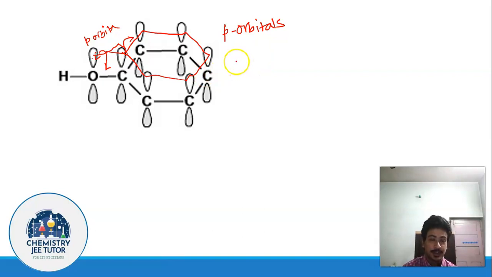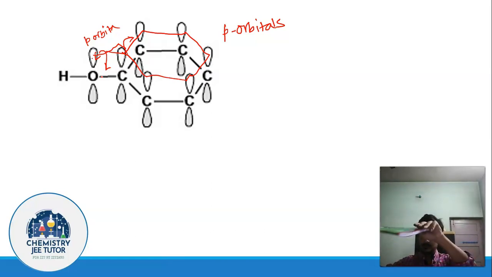Now if you consider this benzene ring and this OH to be in the plane of this notebook, you can understand that the p orbitals are actually perpendicular to this plane. They are actually somewhere here, perpendicular to the plane of this notebook.